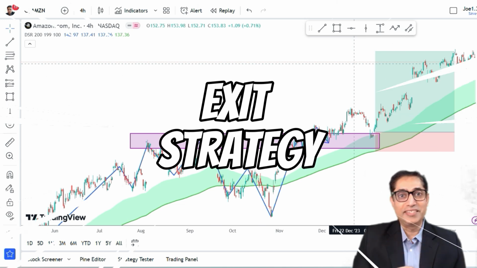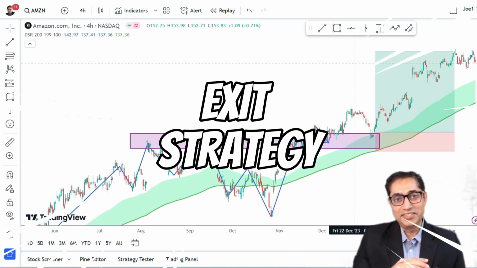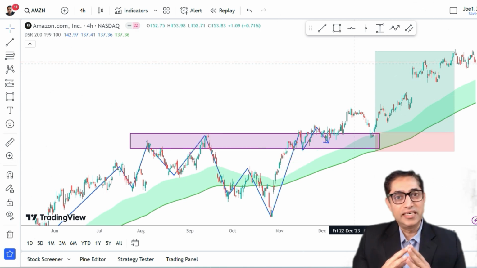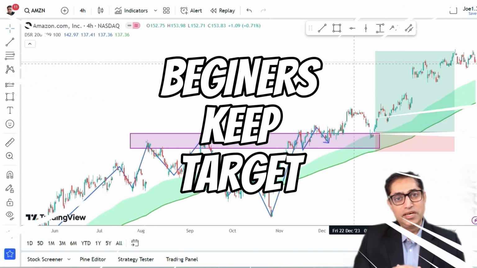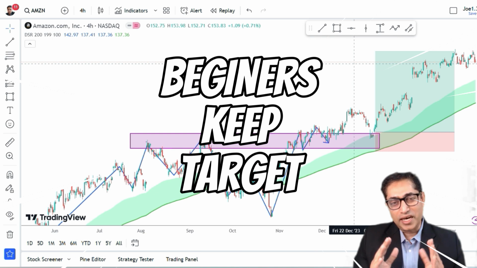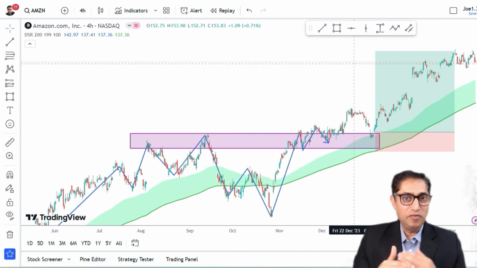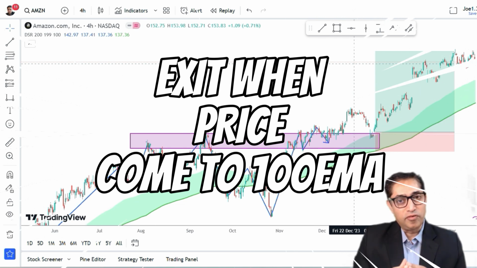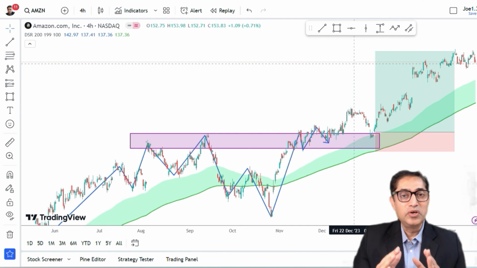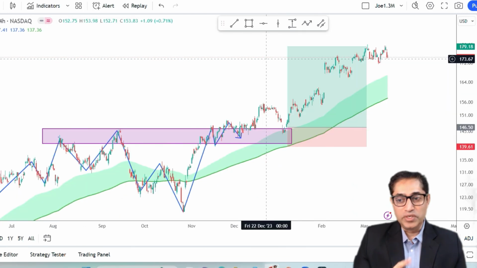Now, when do you exit? That is another challenge. For beginners, I always say that you should always have your target in place. 1:2, 1:3, 1:4. It is always better to keep a target and exit. But if you really want to test it, what you can do is keep the 100 EMA as your exit zone. You wait for the price to retrace back to your 100 EMA. So in this case, it would look something like this.